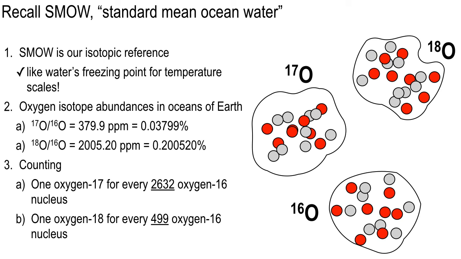Now, SMOW is our isotopic reference. It's kind of like the temperature scale, Fahrenheit or Celsius, is oriented to the freezing point and the boiling point of water.